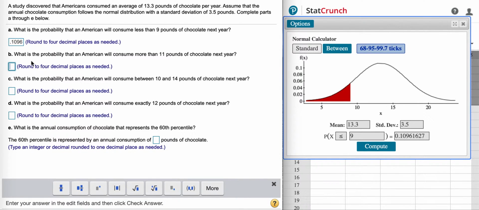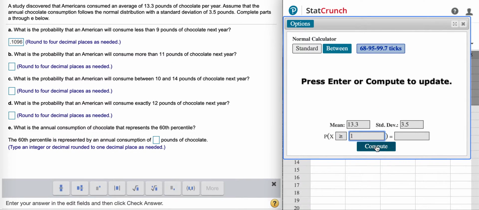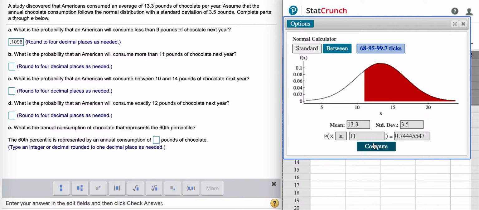The second probability we're looking for is what is the probability that an American would consume more than 11 pounds? So we'll change it to greater than or equal to 11 pounds, and compute. And here we have the shaded region in red, the probability of being greater than 11 would be 0.7445. That's rounded to 4 decimal places.